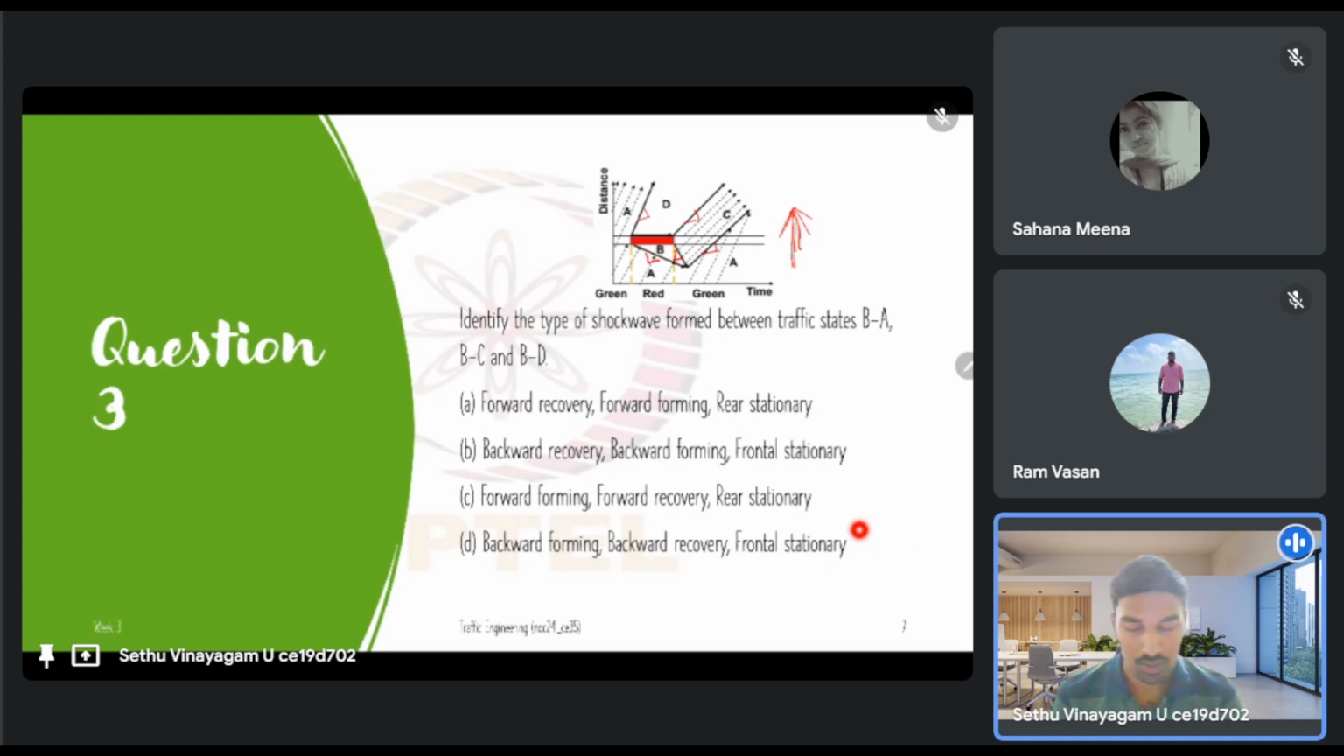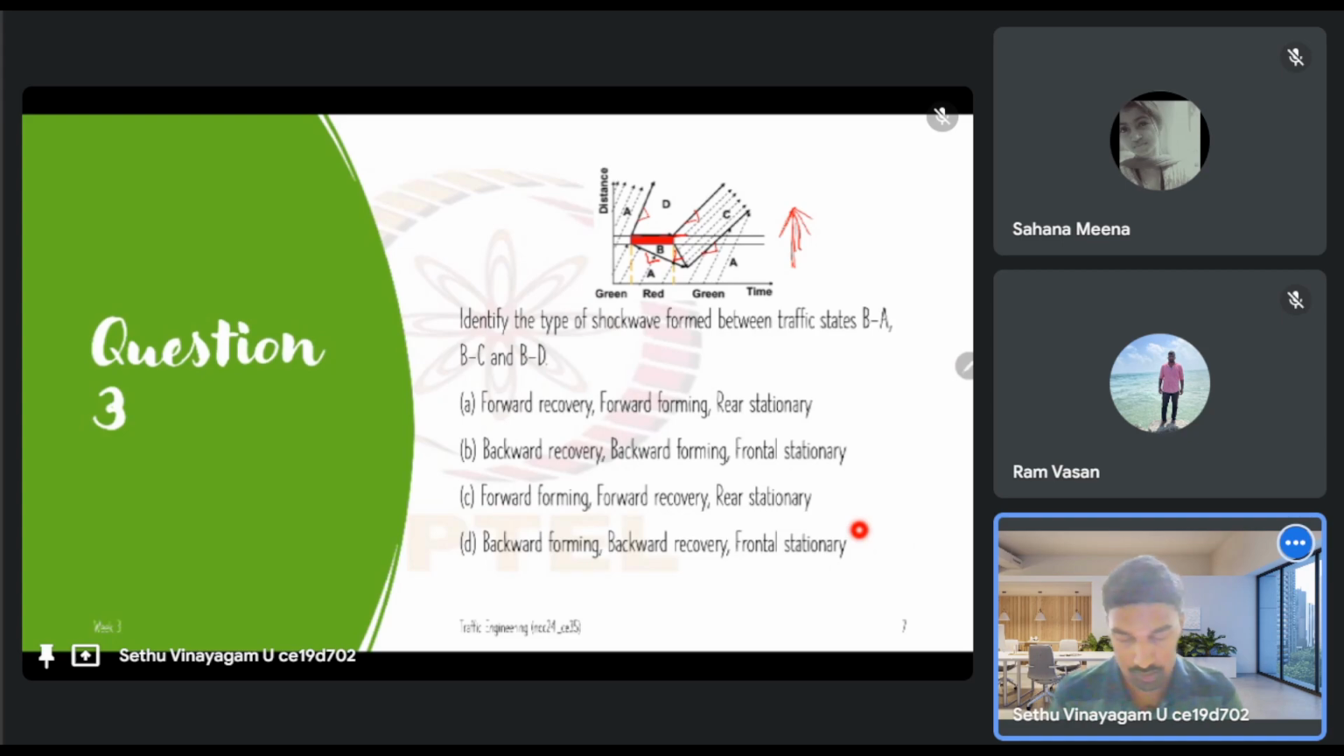Then, if it is forward or backward, we have to determine whether it is stationary, forming, or recovery, right? So stationary is the simplest one. Stationary is basically zero slope. It means it will be a horizontal line. It will be at the same location for that duration of time that the shock wave is existing. So zero slope means it's a stationary shock wave. And then what is forming, and what is recovery?